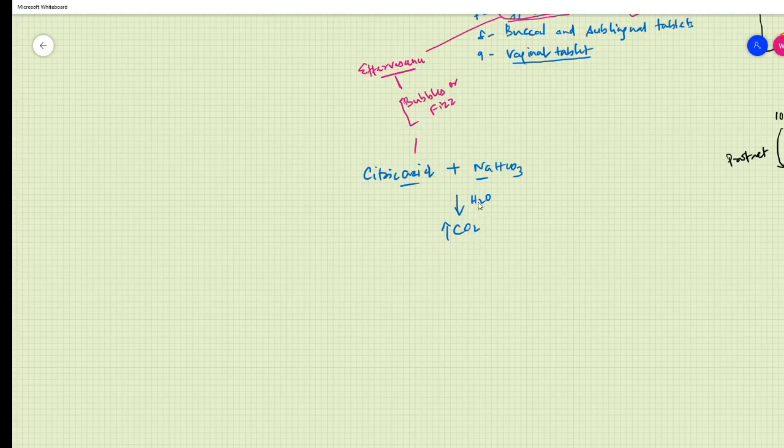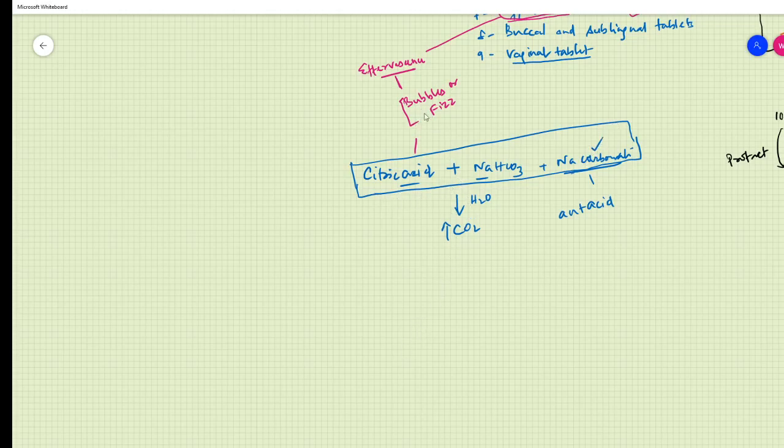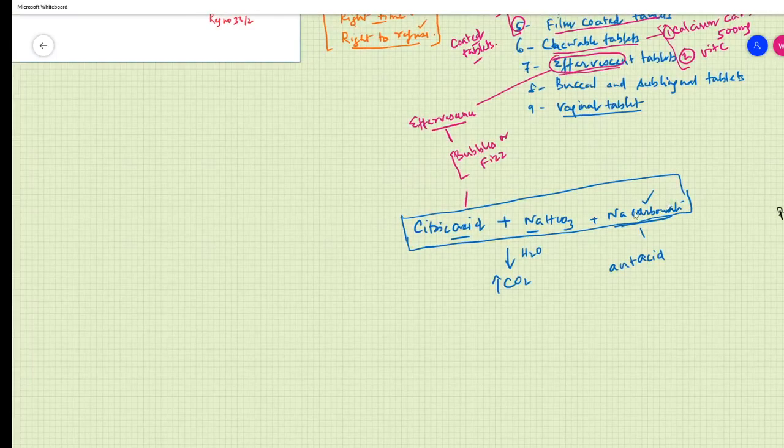fizz. And if suppose along with this you give, say, sodium carbonate, then it can act as an antacid. This entire thing can act as an antacid preparation. But the active principle would be sodium carbonate, and these are just making the bubbles or the fizz. Citric acid can also react with sodium carbonate, so again it can release more of a fizz. But sodium carbonate would preferentially act on HCl, because that's a stronger acid, and this is a stronger base. So that's how the neutralization reaction would happen.